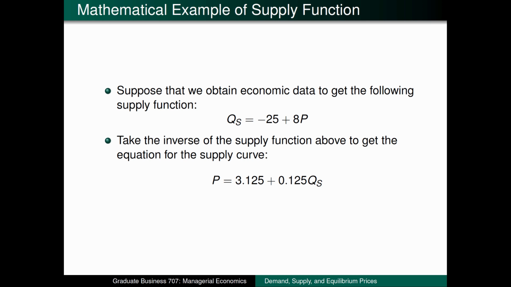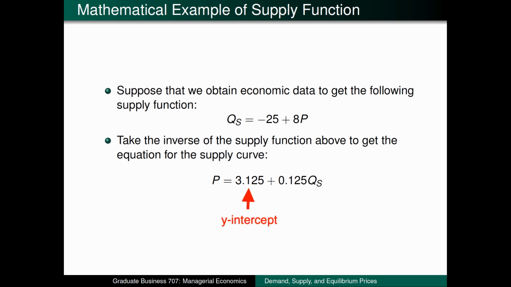For example, if the supply function is QS equals negative 25 plus 8 times P, then we could plug in the firm's price in order to determine how much it should produce. However, in order to get the equation used to draw the supply curve, we need to isolate the price. Here, it would be easiest to move negative 25 to the left-hand side of the equal sign to get 25 plus QS equals 8P. Dividing both sides by 8, we get that price is equal to 25 divided by 8 plus 1 divided by 8 QS, or 3.125 plus 0.125 QS.